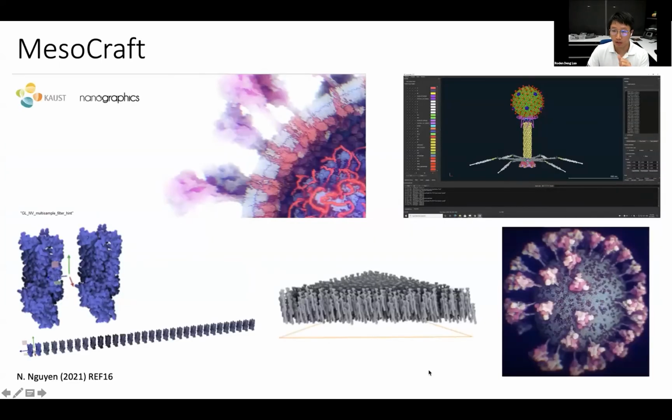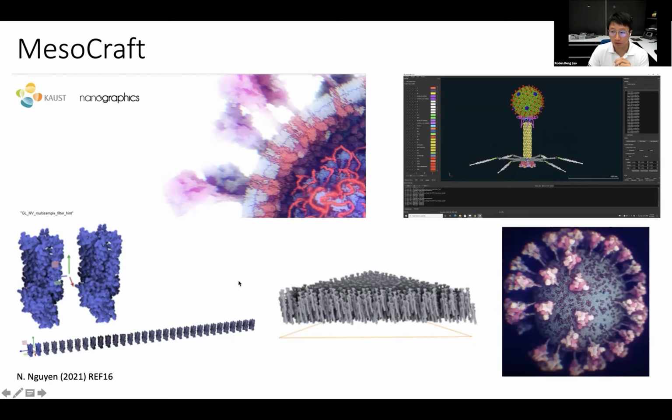Those models are created by an in-house tool developed here in Chaos Analysis Group called MesoCraft. Shown on the upper right is its graphics window. It uses simple rules to allow modelers to rapidly model mesoscale biological models.